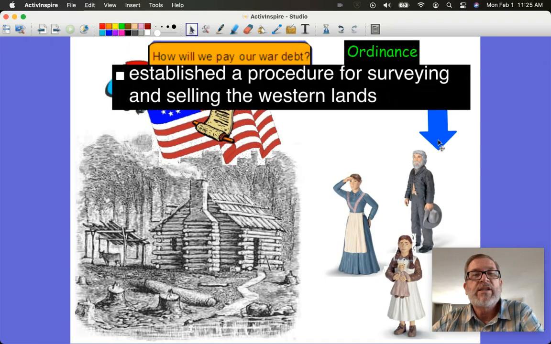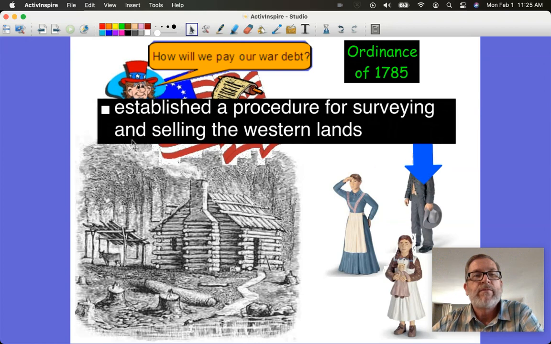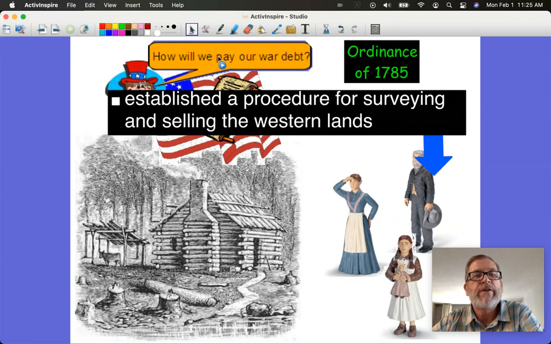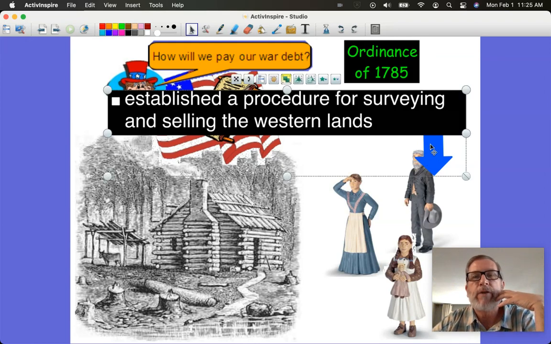The land ordinances of 1785 established a procedure for surveying and selling Western land, right? And one of the motivations behind this was that the United States government was trying to figure out a way to pay off its debt. Remember, it had a pretty large debt to the French for fighting the American Revolution. And of course, to be a good nation, you want to pay your creditors off. And the United States was no different in that way.